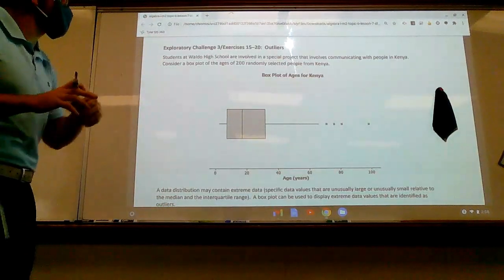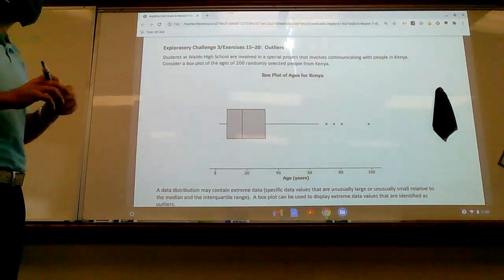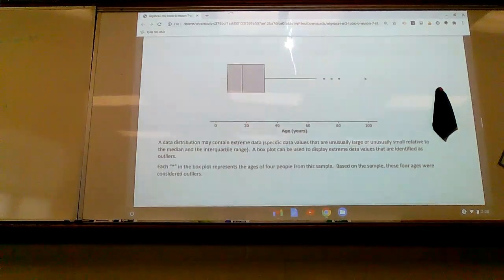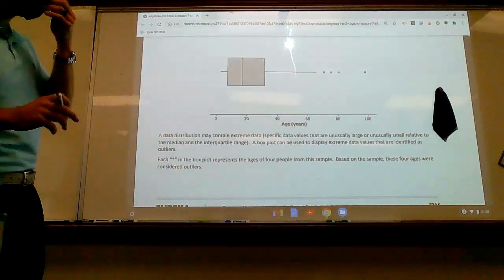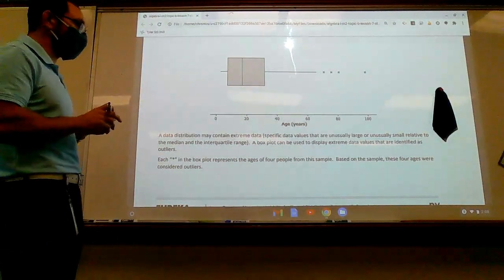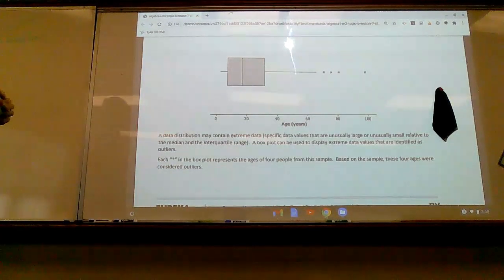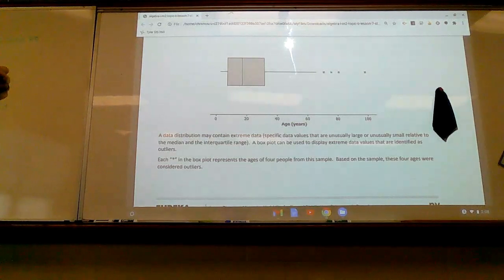So this right here says students at Waldo High School are involved in a special project. Here's 200 randomly selected people from Kenya. A data distribution may contain extreme data, specific data values that are unusually large or unusually small to the median and the interquartile range. A box plot can be used to display extreme data values that are identified as outliers. Each asterisk in the box plot represents the ages of 4 people from this sample. Based on the sample, these 4 ages were considered outliers.